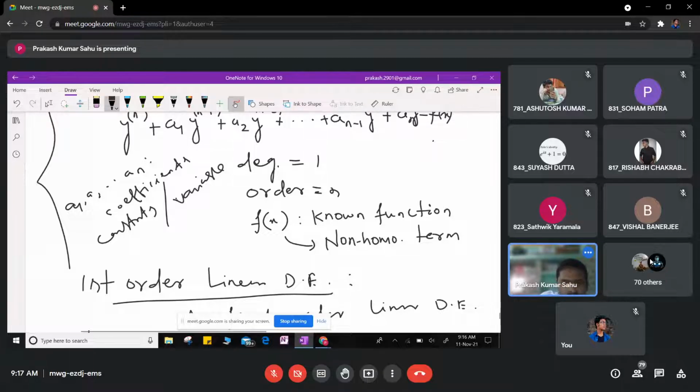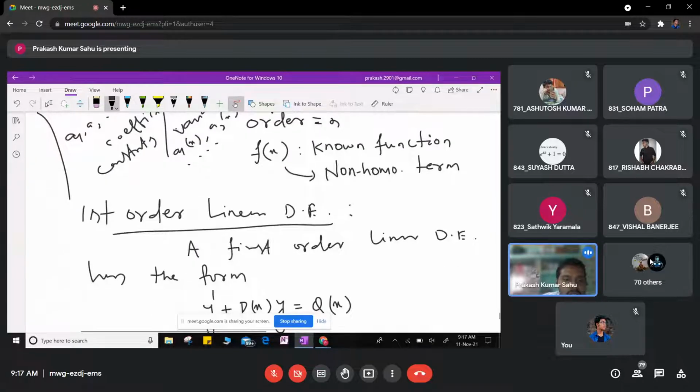So we can call this a linear differential equation with constant coefficients, and this a linear differential equation with variable coefficients. Variable coefficient means a1, a2, an are functions of x, like a1 of x, a2 of x. These coefficients may be constant or may be functions of x. For variable coefficients the method is different, and for constant coefficients the method is different.